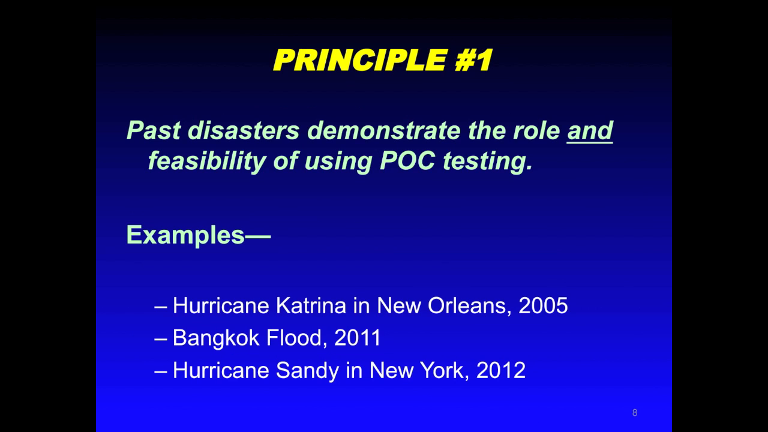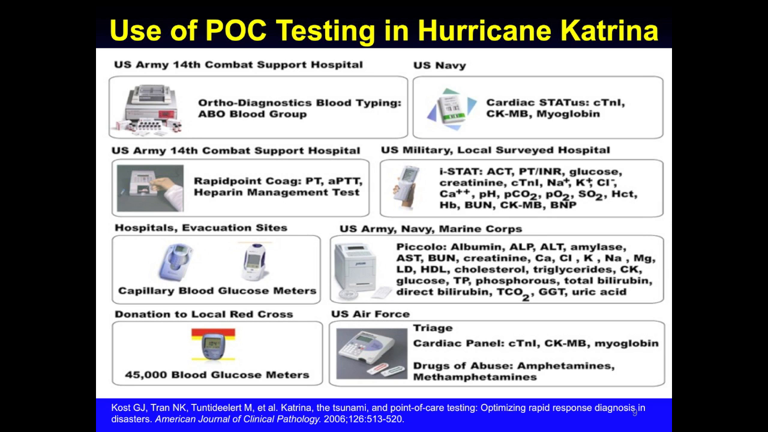Let's discuss principle number 1. Past disasters demonstrate the role and feasibility of using point-of-care testing. Examples include Hurricane Katrina, the Bangkok flood, and Hurricane Sandy. Slide 9 shows you the widespread use of point-of-care testing in Hurricane Katrina. We feel that this event proved the fundamental feasibility of using point-of-care testing in disaster response.